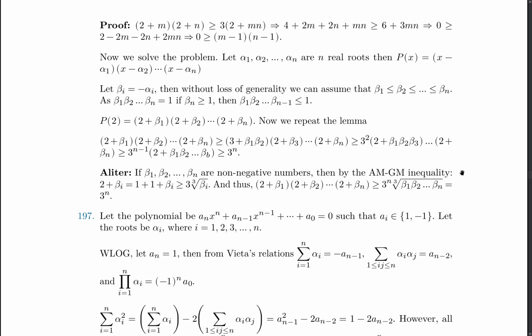Now the other way to solve is that if beta 1, beta 2 and beta n are non-negative numbers, then by the AM-GM inequality, 2 plus beta i is equal to 1 plus 1 plus beta i, greater than or equal to 3 times the cube root of beta i. And thus 2 plus beta 1, 2 plus beta 2, up to 2 plus beta n is greater than or equal to 3 to the power n, and then we have the cube root of beta 1, beta 2 and beta n.